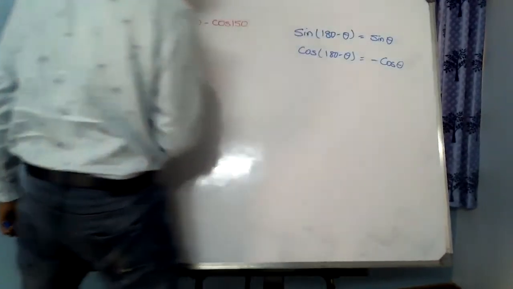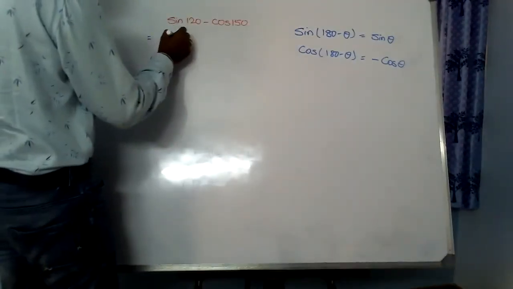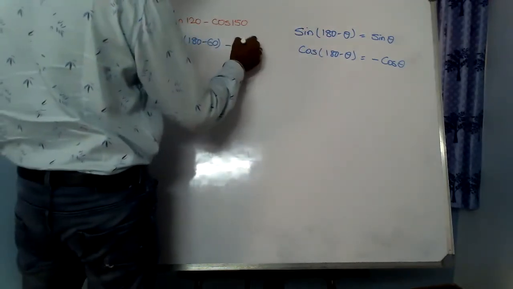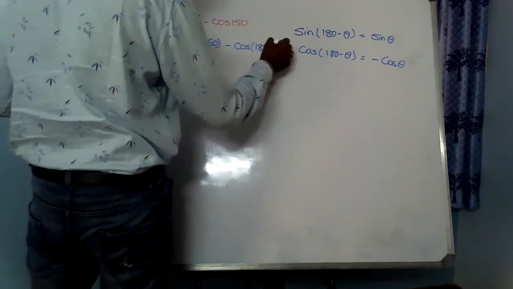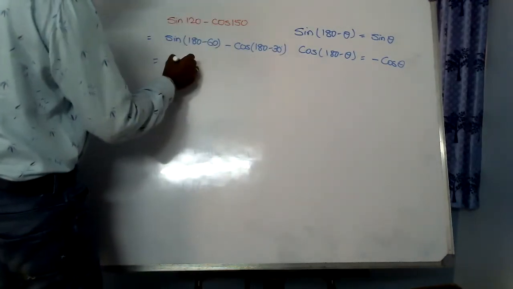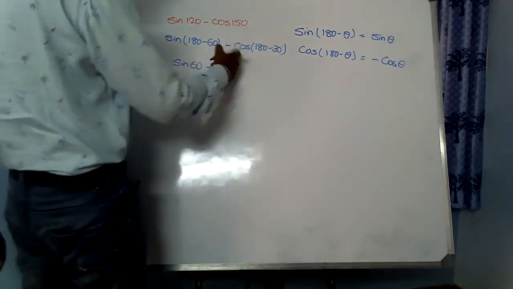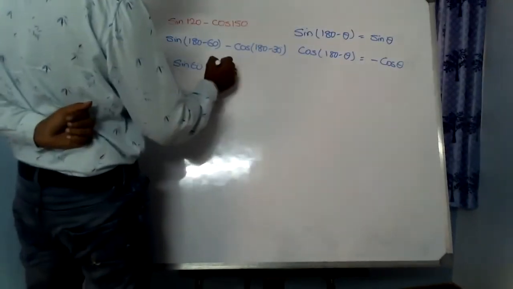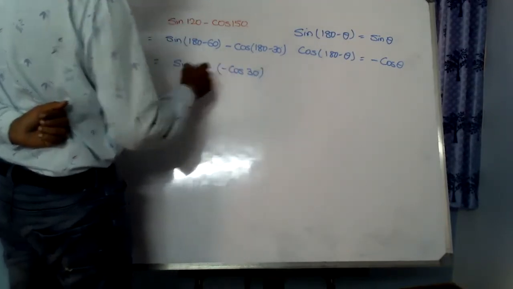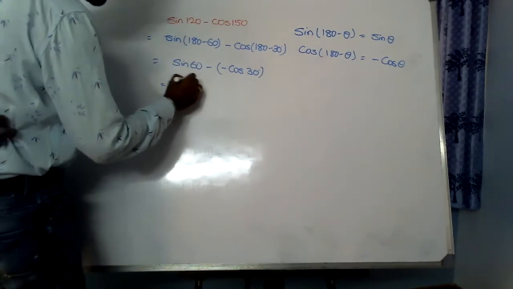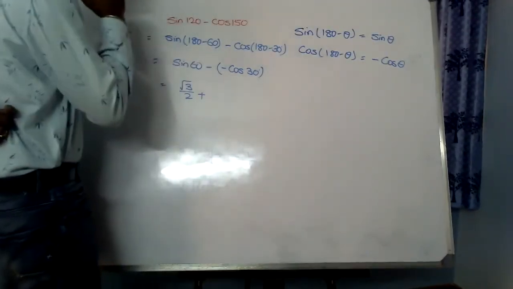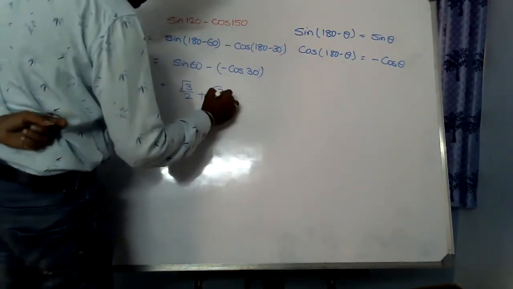So if I apply that, what will I get here? Sine 120, can I write it as sine 180 minus 60. Cos 150 I can write as cos 180 minus 30. If I apply my formula, sine 180 minus theta is sine theta, so I can write it as sine 60 minus cos 180 minus theta is minus cos theta, so that is minus cos 30. Basically it will become plus, minus minus. Sine 60 is what value? Root 3 by 2 plus cos 30, minus minus plus I've written, cos 30 is again root 3 by 2. So what will I get?